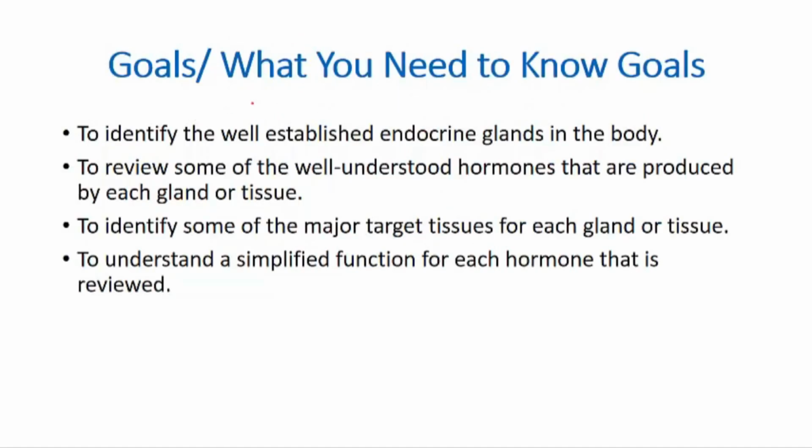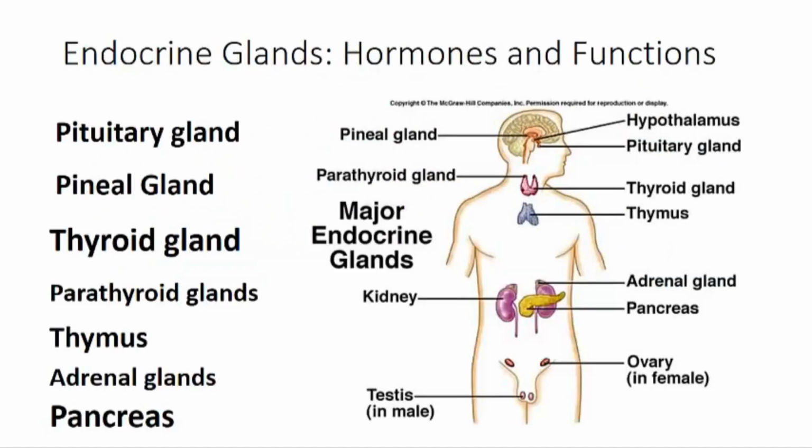The goals for our learning are to identify the well-established endocrine glands in the body. We will also see what hormones those endocrine glands are secreting and what their target organs are, and we'll also talk about their functions and why we need those different varieties of hormones. We will also understand how the hormone works on the target organ or target tissue. Okay, so let's begin.